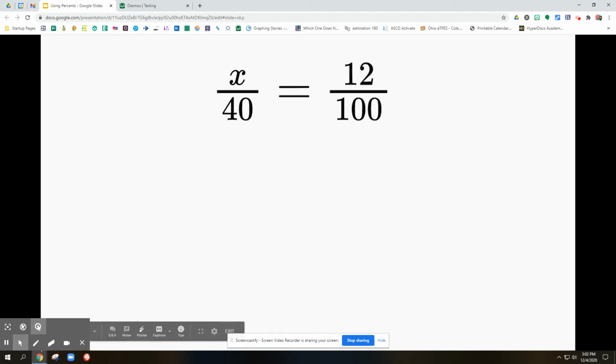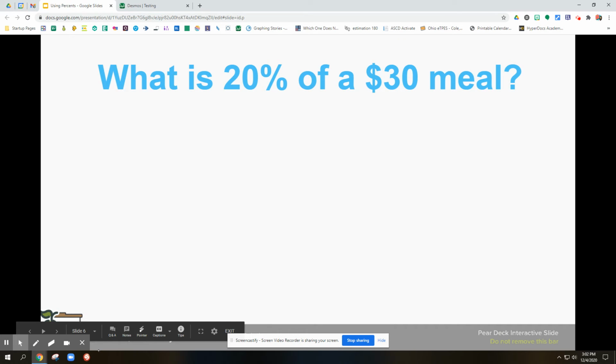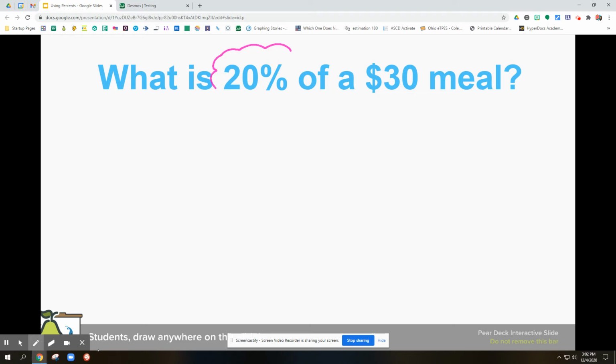Let's try another one. Take a piece of paper, make sure you're doing this with me. So in this problem it says, what is 20% of a $30 meal? Well, I'm going to just think about this question as a whole, and what I'm really asking myself is, I have a total cost of $30 for my meal, and I want to tip the waitress or waiter 20%. So I have a percent, and I know because of the percent symbol that that means 20 out of 100.